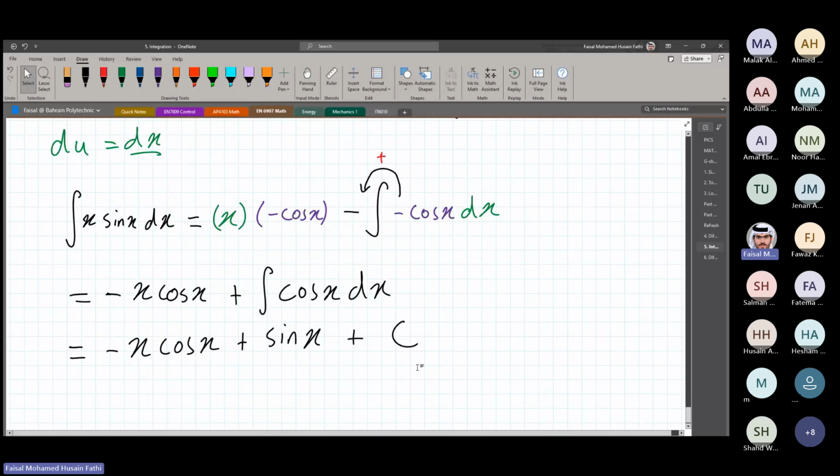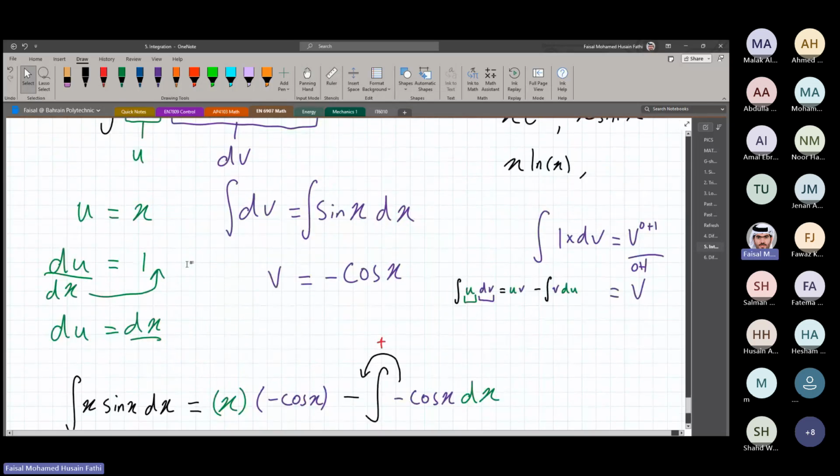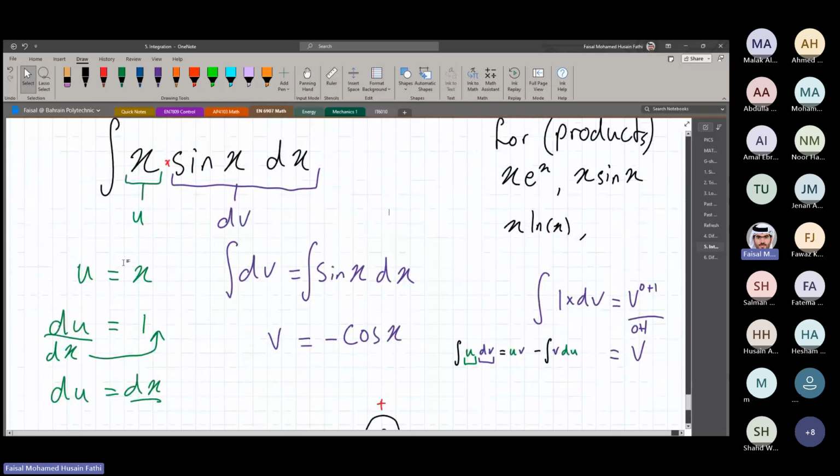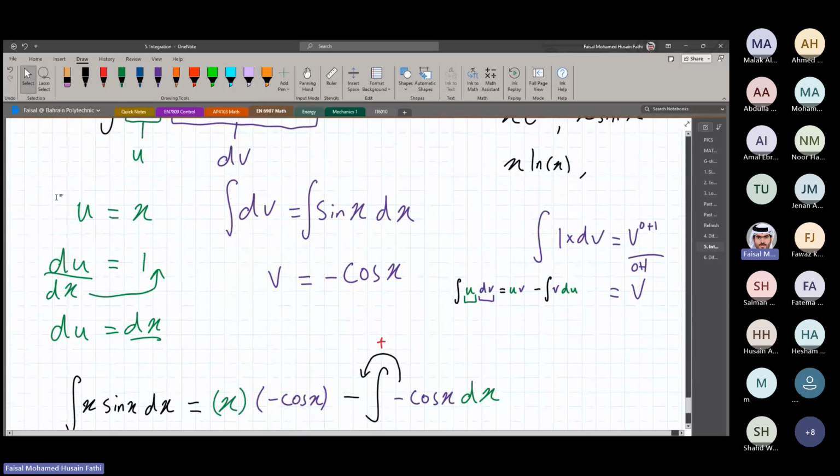So any questions? For integration by parts, as someone was asking before, you have to show these steps. You have to show how you got your u, what's your dv, how you got your v, what's your du. This is the whole concept of integration by parts. So you have to show the steps here shown in the green and purple.